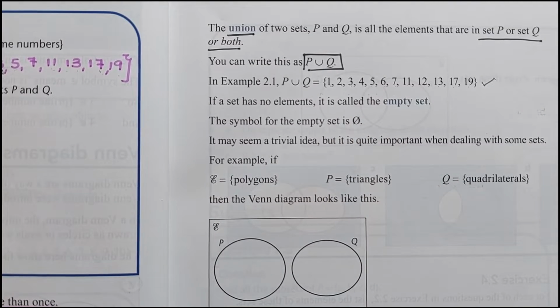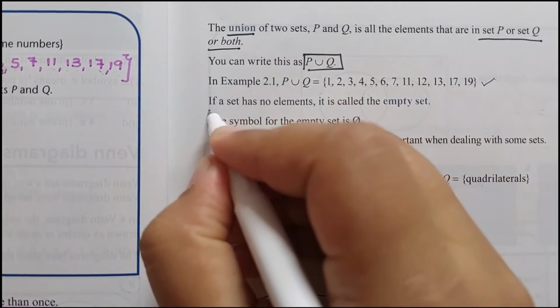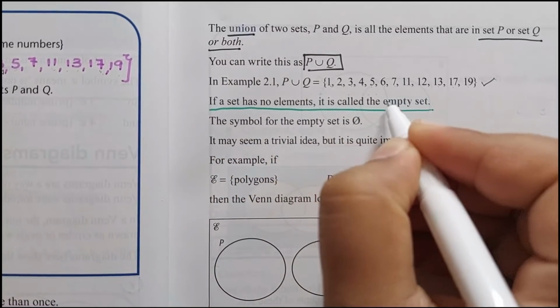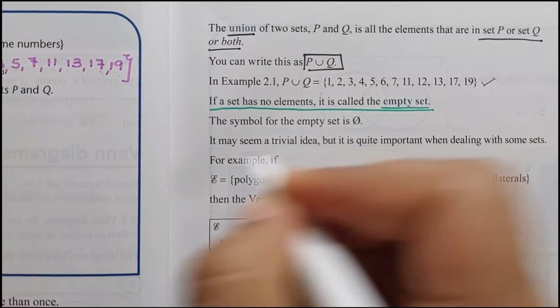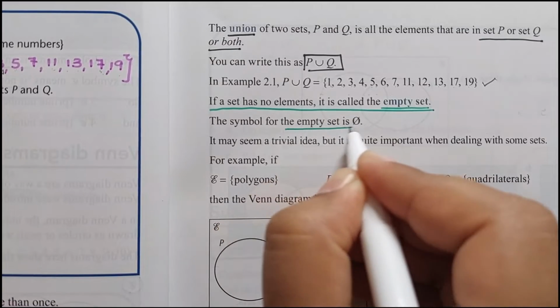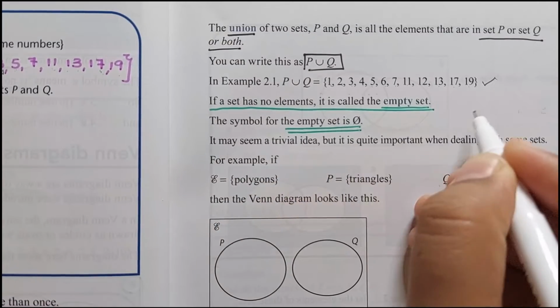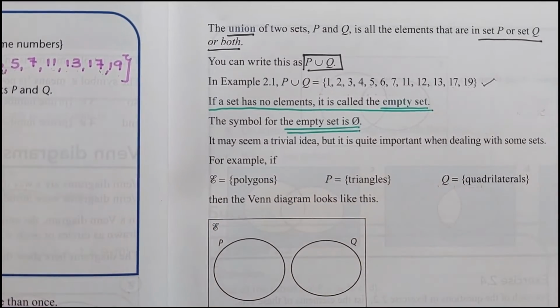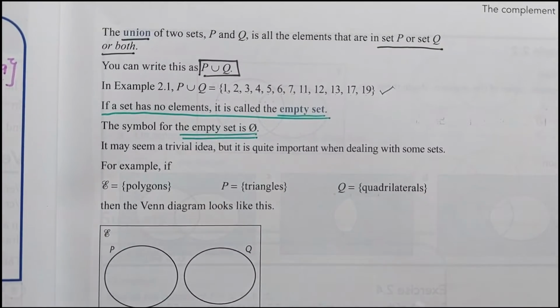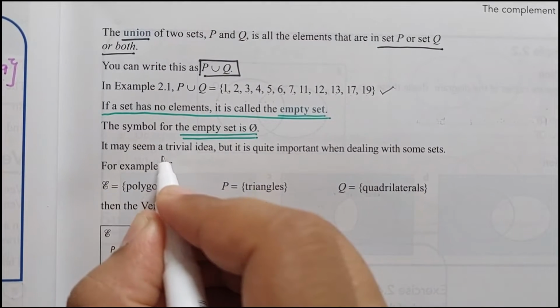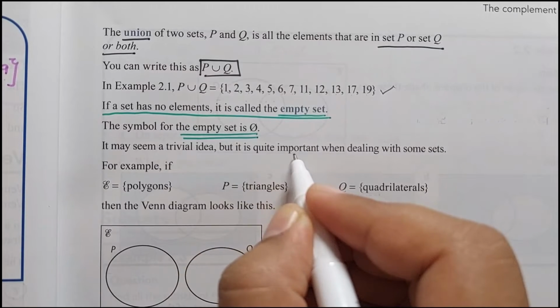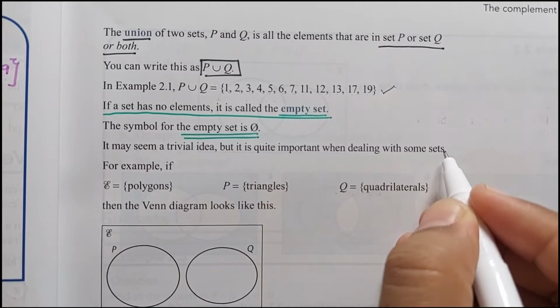If a set has no element, it is called the empty set. There is another concept of the empty set: if a set has no element, that is an empty set. The symbol for the empty set is a zero with a line crossing it. It seems a trivial idea, but it is quite important when dealing with some sets.